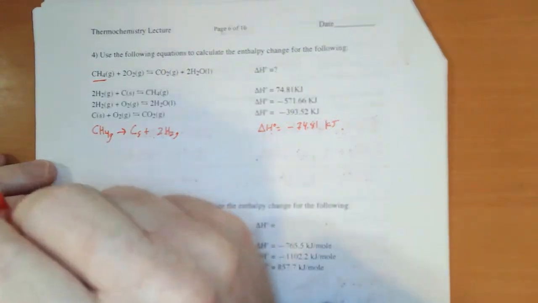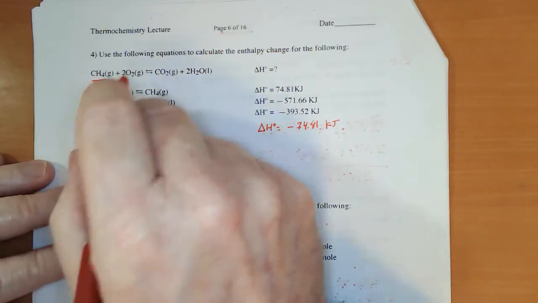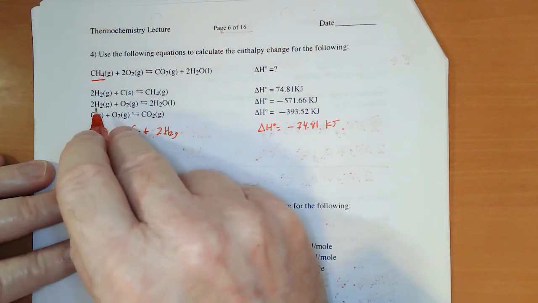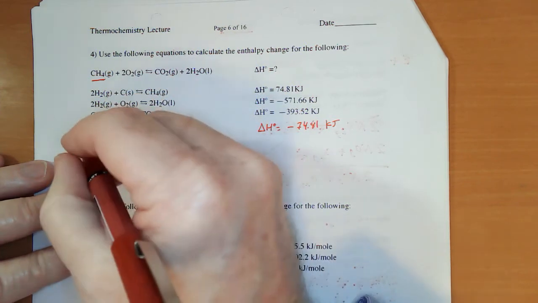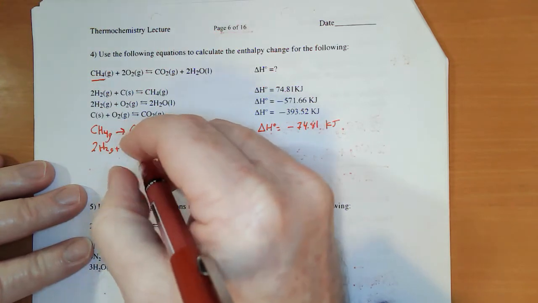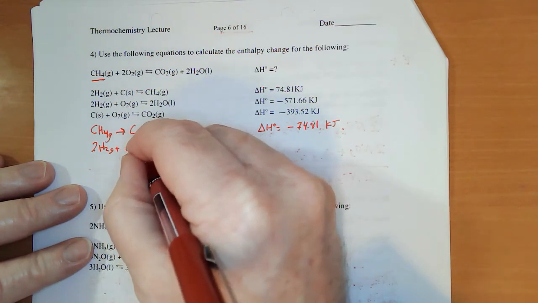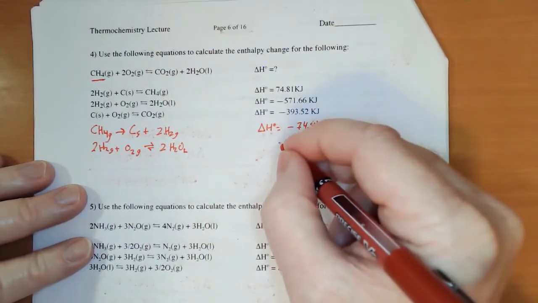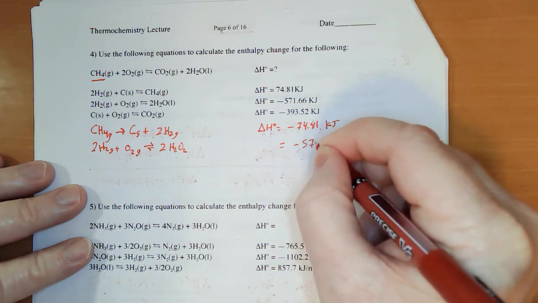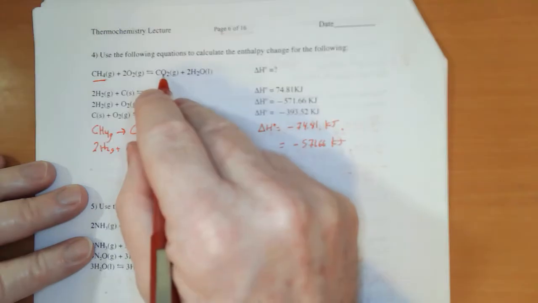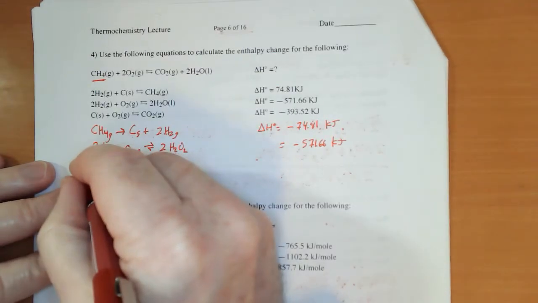Now, I'm also going to need O2 as a reactant, and I could get that from the H2O. And that would actually give me water as a product. So yeah, that looks like a good one. 2H2 gas plus O2 gas to give me 2H2O liquid. Didn't change anything, so I'm going to go negative 571.66 kilojoules. Now I also need CO2 as a product, which I could get from this third equation.